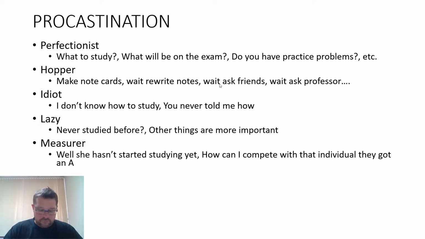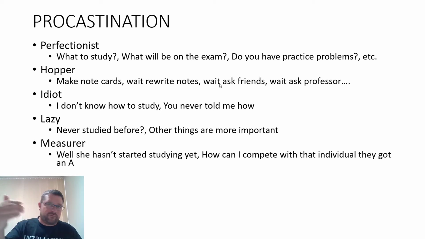Measures. So measures are a form of procrastination that I often see in very competitive classes. Okay? And that would be that one individual knows another individual. And so they'll often say, hey, I'm not as good as so-and-so. Or I know that so-and-so got an A. I don't want an A. I don't care about getting an A. So I'm going to do half as much as what they did for studying.